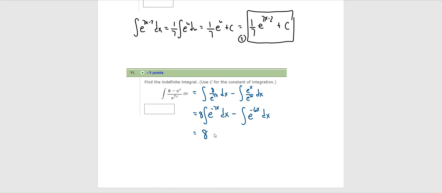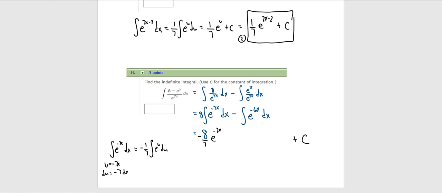We'll end up with 8 times the integral of e to the negative 7x dx. I'm going to let u be negative 7x. du is negative 7 dx. So, of course, I don't have that negative 7, so I have to divide on the other side. So this is 8 times a negative 1/7 e to the u, and we're going to have a plus C.